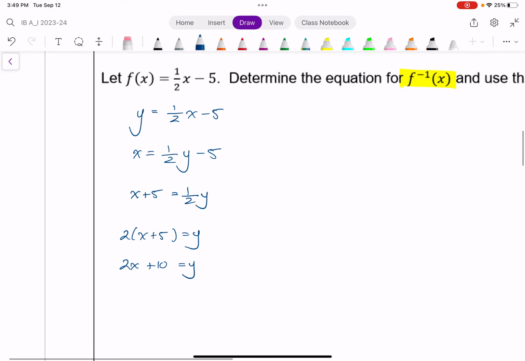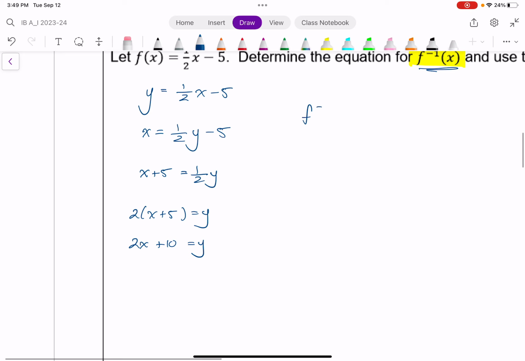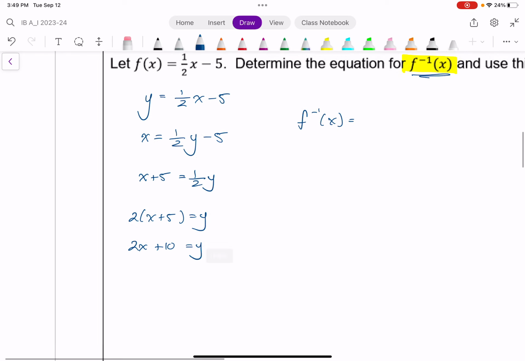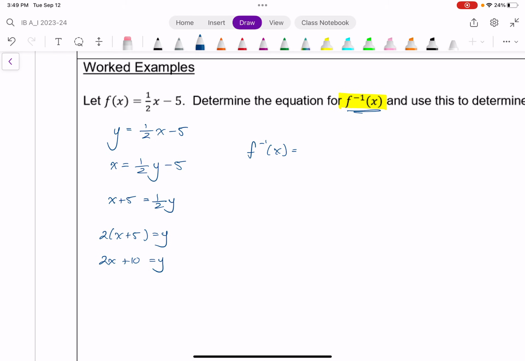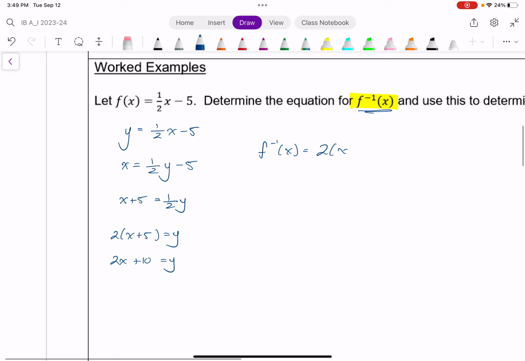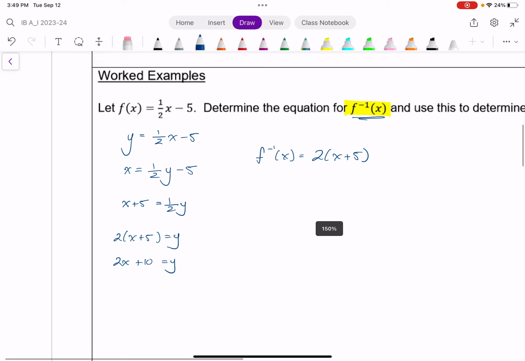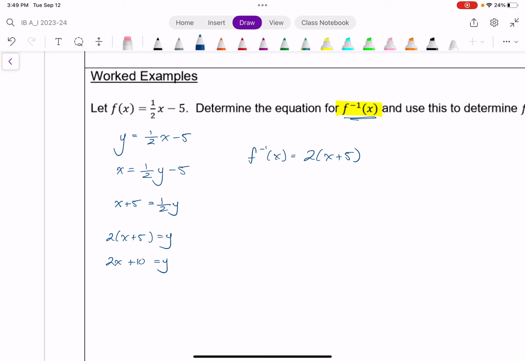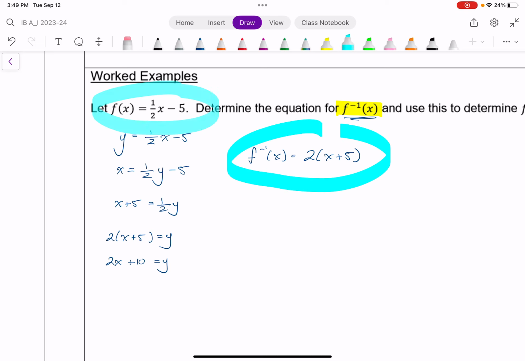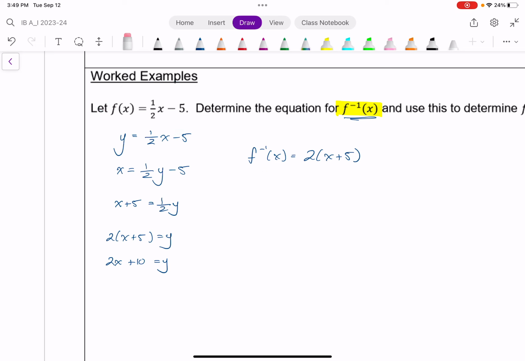To write it in the formal notation we have up here, I'm going to say, therefore, that the inverse of f equals, I'll go with the first one I had, 2 times (x plus 5). The reason I'm going with this one is that it makes it more explicit how this compares to this. Notice if you look at function f, whatever number you substitute into x, the first thing you do is multiply by 1/2, and then you subtract 5. For my inverse here, everything is reversed, including the order.